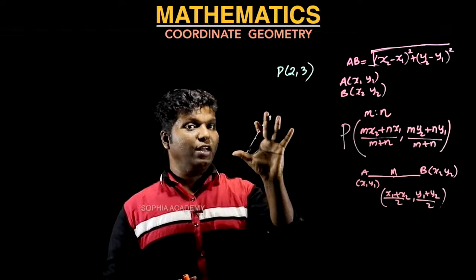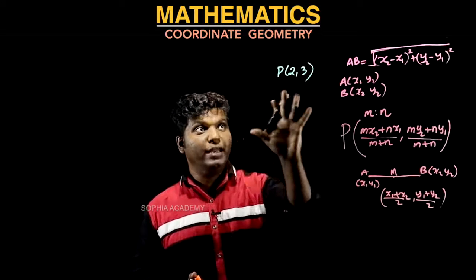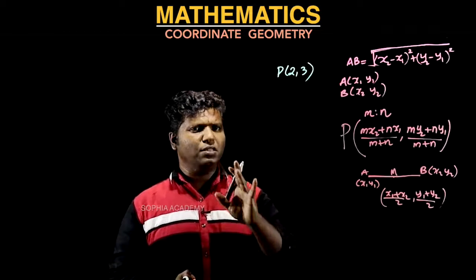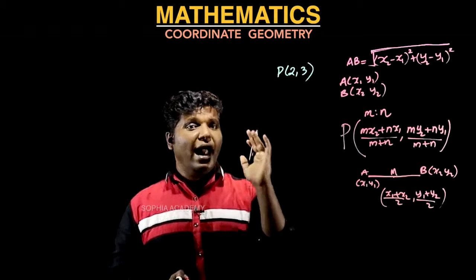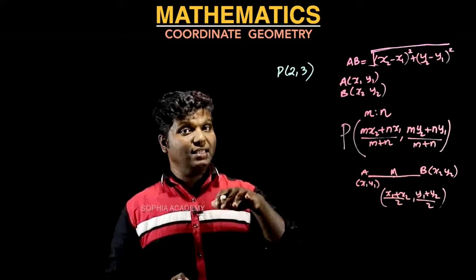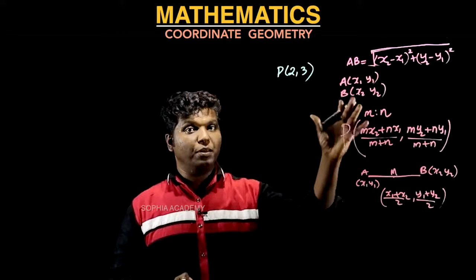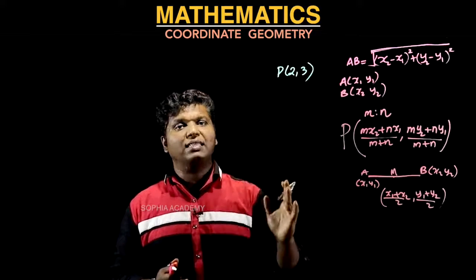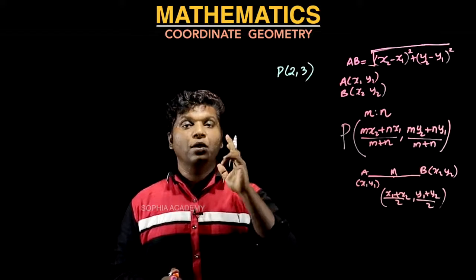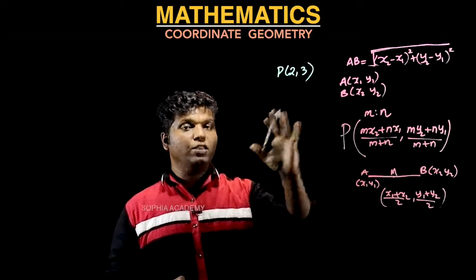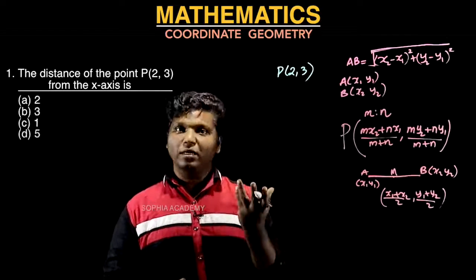So listen to this one very carefully. Without actually doing any calculation, in 1 minute we are going to take the answer for this one. What is the question? A point is given, and we need the distance of this point from the x-axis. I already told you from the initial part, when you are calculating a distance from the x-axis, that is what we call the y coordinate. So now tell me, what is the y coordinate of this point? It is 3. So 3 is the answer.